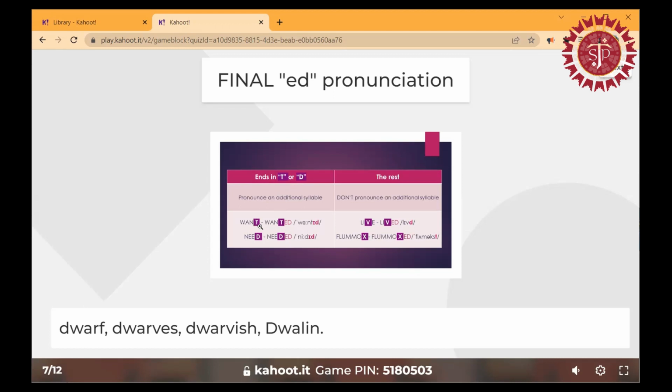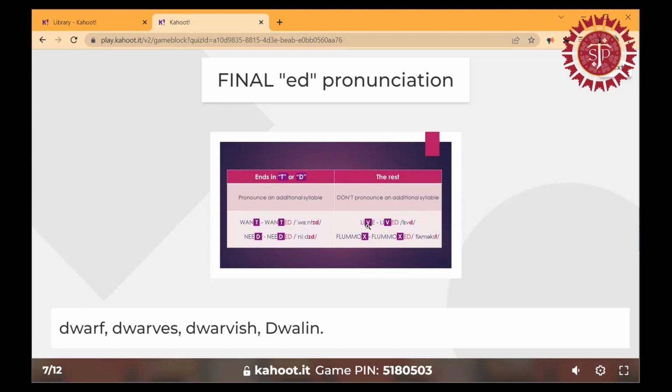So the past of want is wanted. We do add a syllable. The past of need is needed. So we add a syllable, but only in that case when we had a T or a D at the end. In all the other cases, we don't add a syllable. We only add the last sound, whether it's voiceless or voiced, basically whatever comes out naturally.